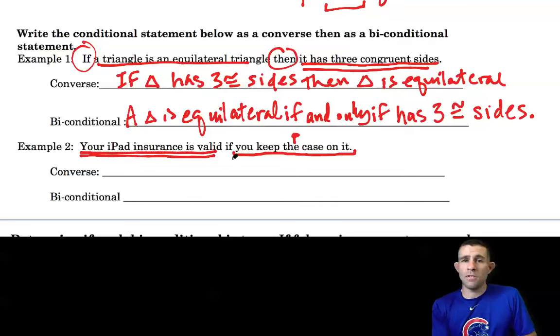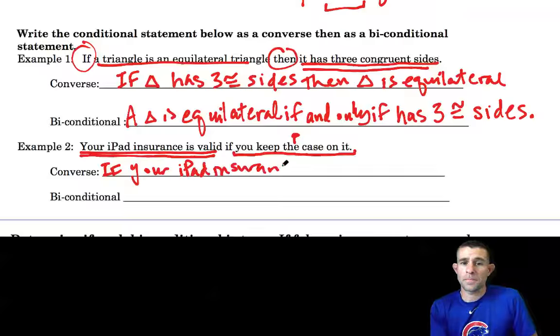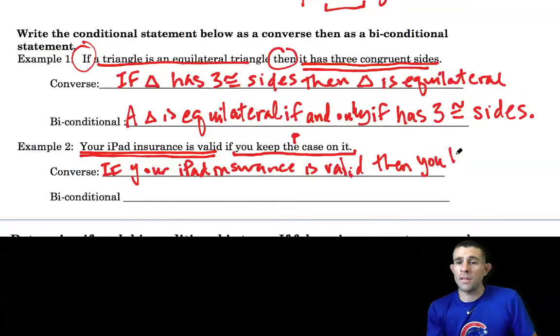Now to write the converse, remember we're switching the if and the then. So we're going to say if your iPad insurance is valid, then, and now we're going to finish it up with the P part of our statement here, then you kept the case on it. Whoops, we're going to make this correct here. All right, there we go.